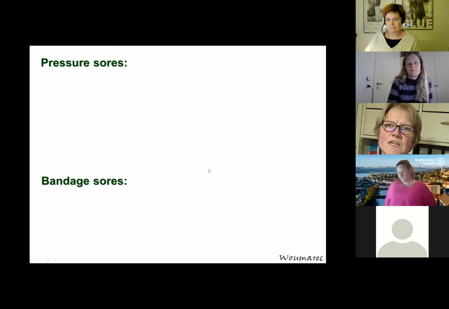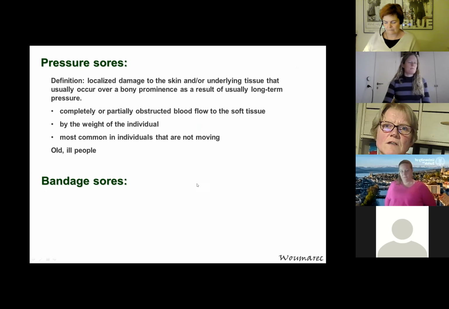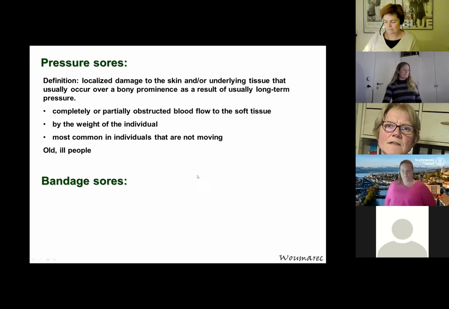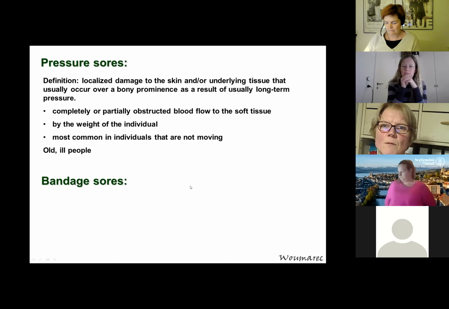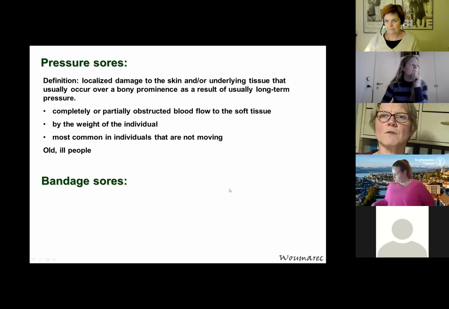If you look to the definition of pressure sores, you can find in Wikipedia that it's defined as a localized damage to skin and/or underlying tissue that usually occurs over a bony prominence as a result of usually long-term pressure. By this pressure, we get a completely or partially obstructed blood flow to the soft tissue, so to the subcutaneous tissue and the skin. And the pressure or the obstruction is caused by the weight of the individual or the part of the body.